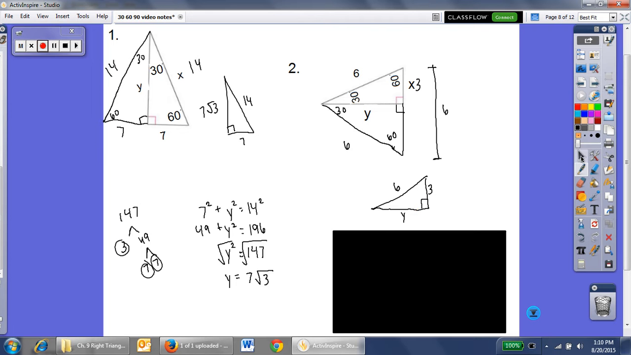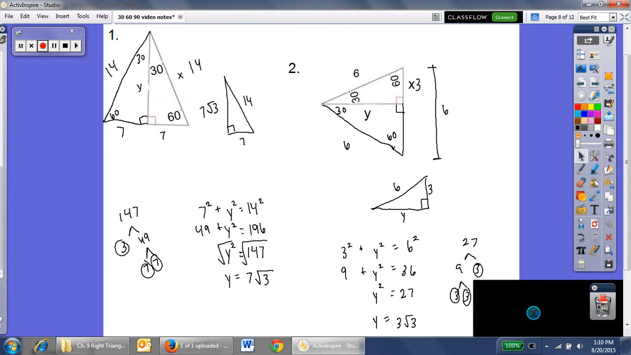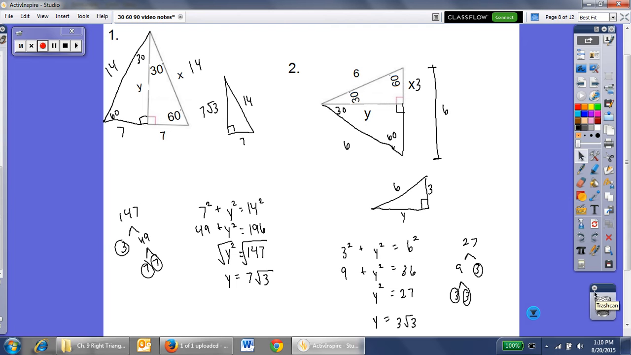You should be picking up on a pattern, but we're going to do all the work for it again. Plugging into the Pythagorean theorem, we have it all here. 3 squared plus y squared equals 6 squared. Simplifying all the way to the end, we get that y equals 3 square root 3.